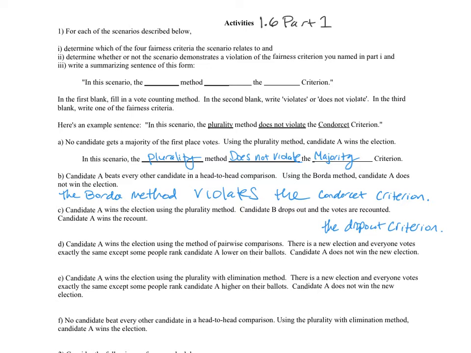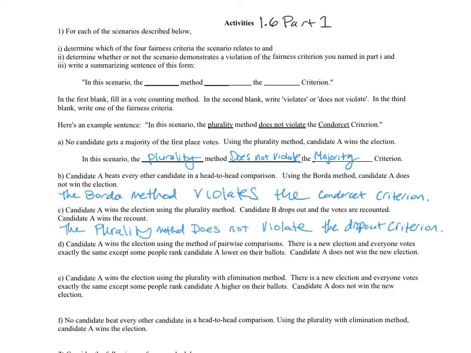Okay, and the dropout criterion, I'll remind you, says that if a candidate wins the election, then a non-winning candidate drops out and the votes are recounted, the original winner should still be the winner. It should be irrelevant that a non-winning candidate dropped out. So because candidate A won and then also won in the recount, this does not violate the dropout criterion, and the method was plurality.